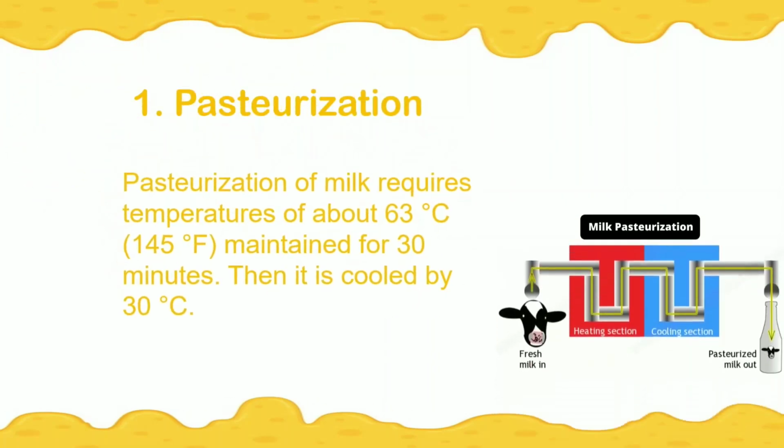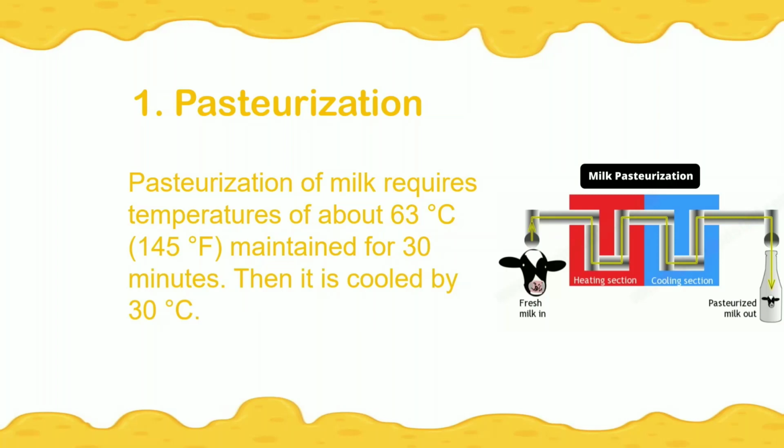First one is pasteurization. It is done to make milk safe by deactivating all the bacteria present in milk. In pasteurization, milk is heated at 63 degrees Celsius for 30 minutes. Then it is cooled to 30 degrees Celsius.